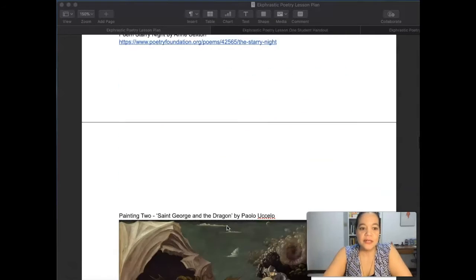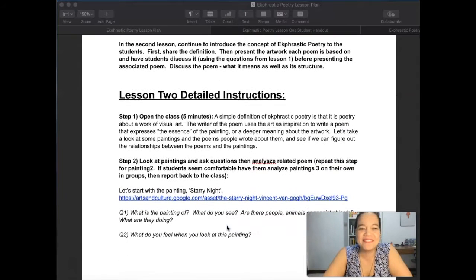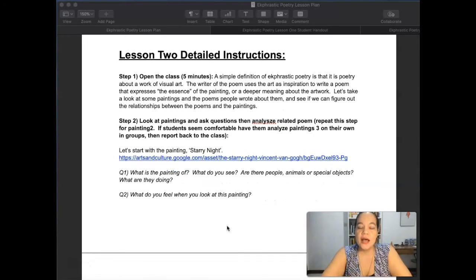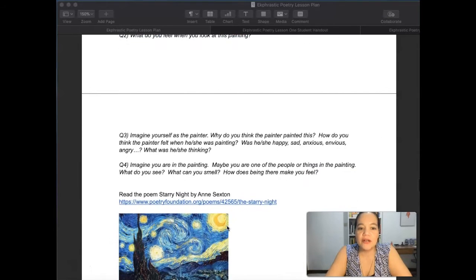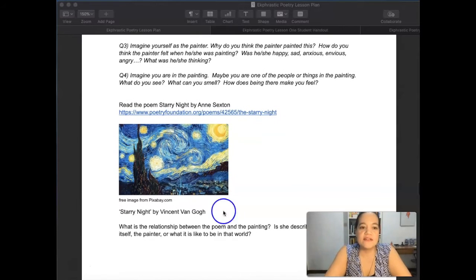All right, so the first painting and poem is Starry Night. Okay, so you will start by looking at the painting itself and having a discussion about it like you did in lesson 1. Okay, and the second part will be to read the poem that is written about the painting. So we can see here a smaller version of Starry Night. I'm sure you're all familiar with this painting by Vincent van Gogh.